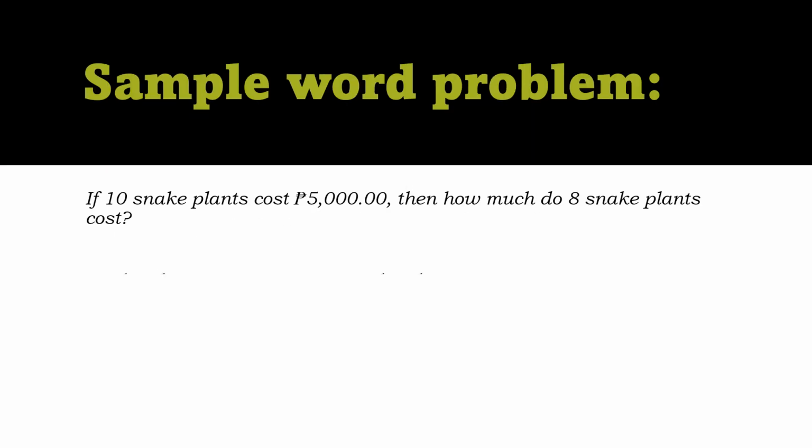Another example, if 10 snake plants cost 5,000 pesos, then how much do 8 snake plants cost? So in here, the total amount of sales is directly proportional to the number of snake plants sold. So we see that the greater the number of snake plants, the higher the total cost. So let's take a look in this ratio. So that is 10 is to 5,000 is equal to 8 is to unknown.